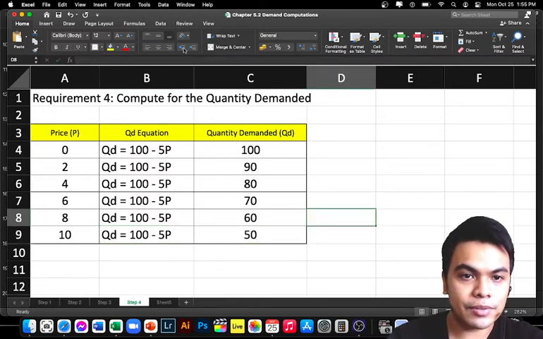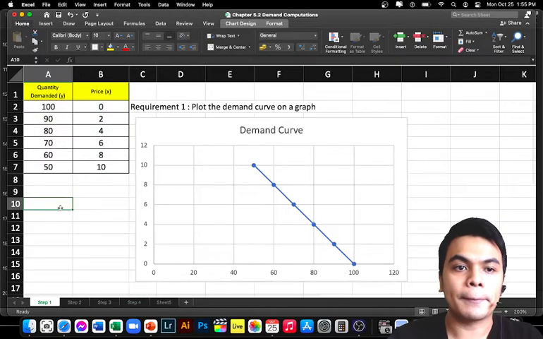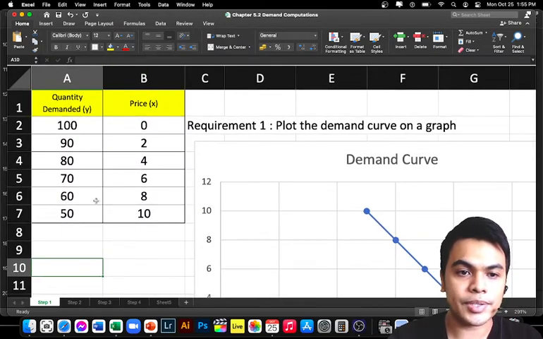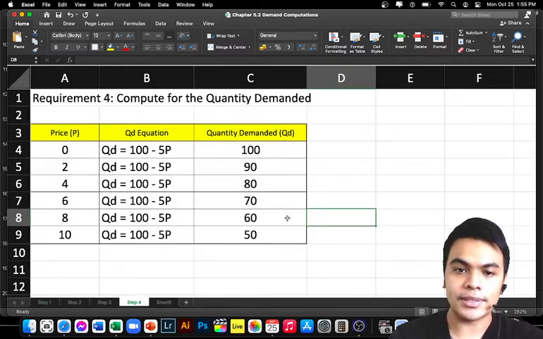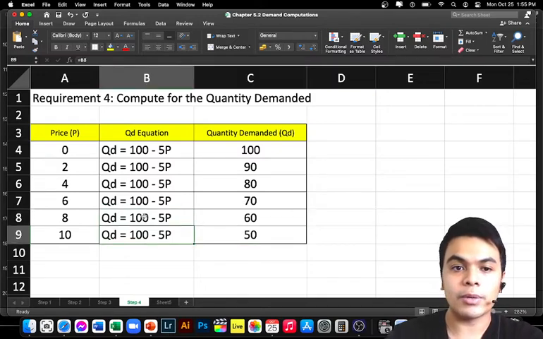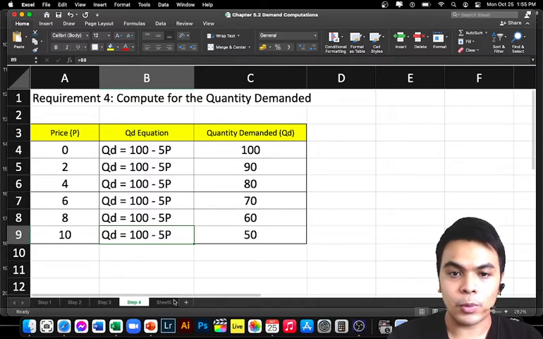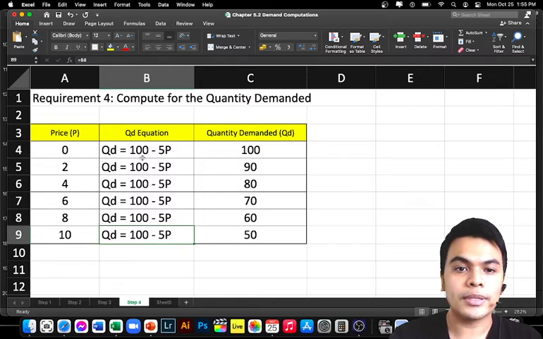Ayan. So let's see if this quantity demand equation is correct. If we go back to our first set of data, the quantity demanded is 100, 90, 80, 70, 60, and 50. So our computed values are 100, 90, 80, 70, 60, and 50 as well. Which means that our computed quantity demand equation earlier is correct. So, saan ba natin gagamitin tong equation? We can ask ourselves, what if we ask prices or quantity demanded that is not in the schedule? We can use this formula to determine those values.